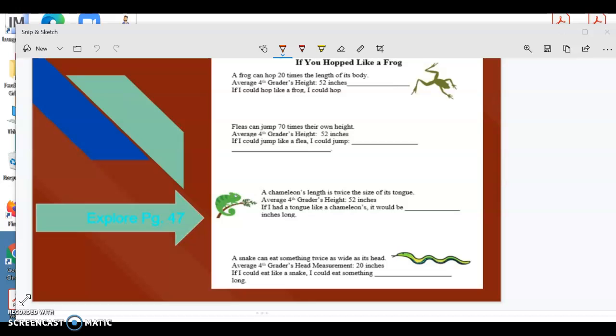So on our next slide, yes, again, you will be able to use a calculator. So yes, you can use a calculator on these. If you hop like a frog, this one's on page 47 in your binder, so you can follow along on page 47 in your binder.